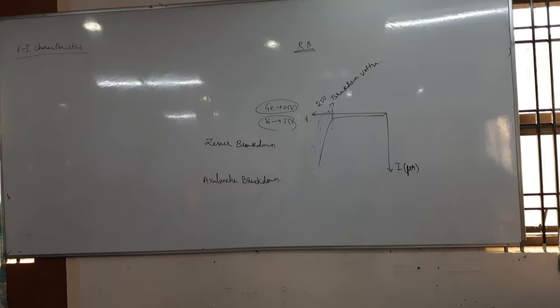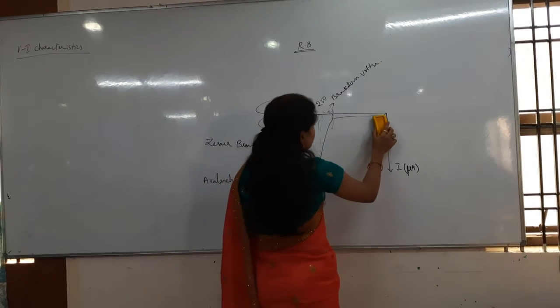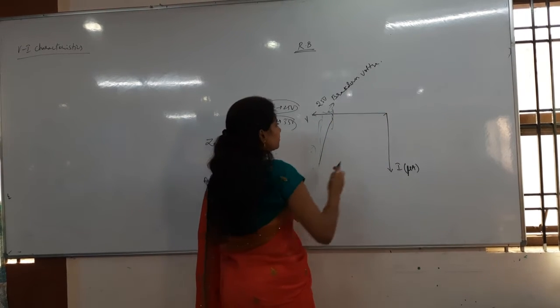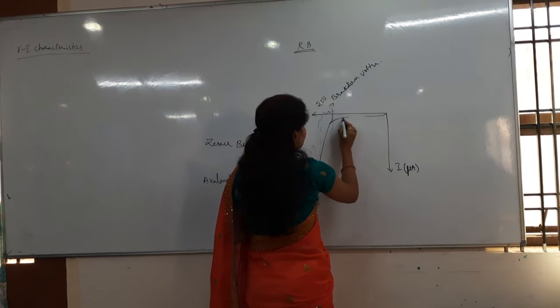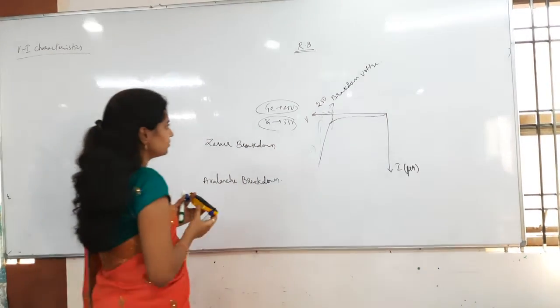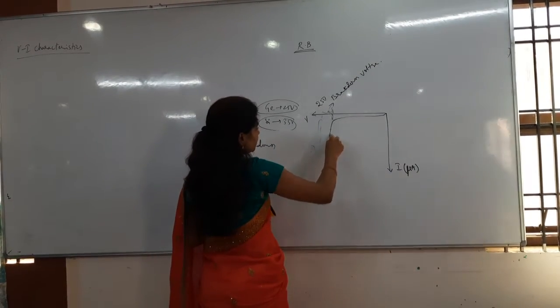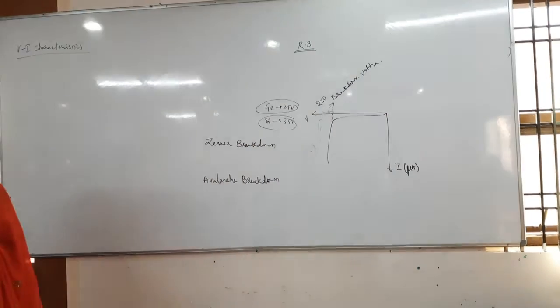A large number of free carriers participate in further diffusion. This voltage is known as the breakdown voltage.